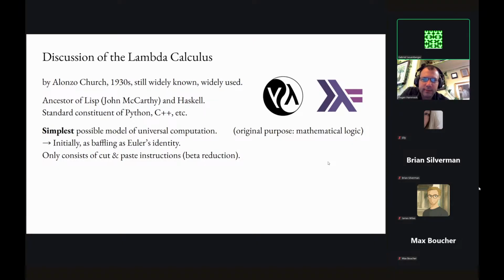The untyped lambda calculus is so simple that it will astonish people. It's similarly baffling to Euler's identity, I would say, when people first learn that this is actually computationally universal, because it consists of basically just one operation, which is just cut and paste.